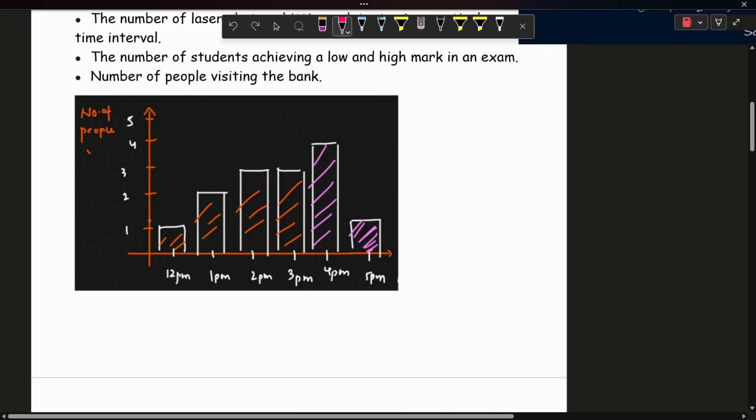This is a skewed shape of graph. Here on the y-axis there are the number of people visiting a bank. The x-axis is the time interval at 12 p.m., 1 p.m., 2 p.m., 3 p.m. till 5 p.m. So there is only one person visiting the bank at 12 p.m. There are two people visiting the bank at 1 p.m. and so on. In this distribution we can see the maximum number of people visiting are at 4 p.m. That is 4 people visited the bank at 4 p.m.